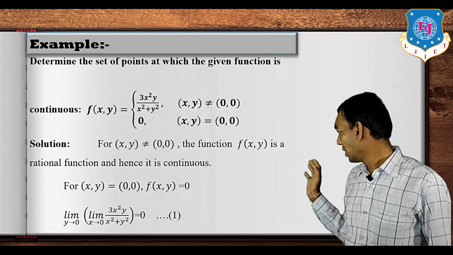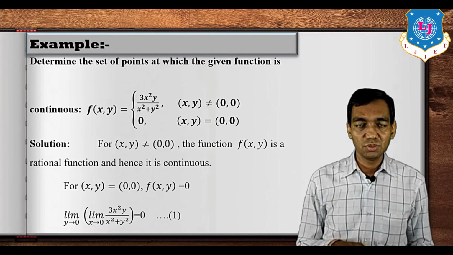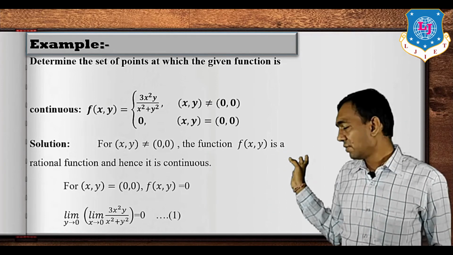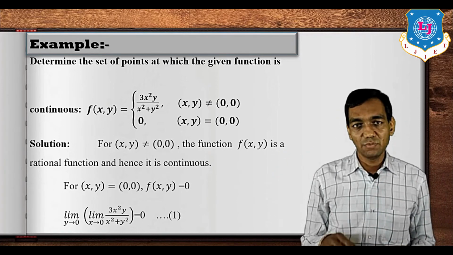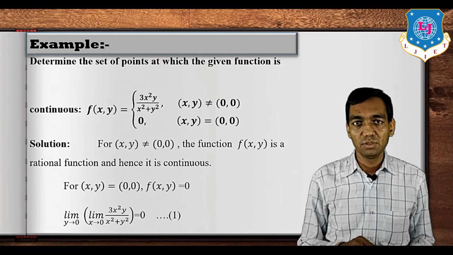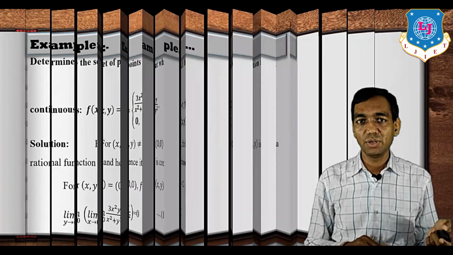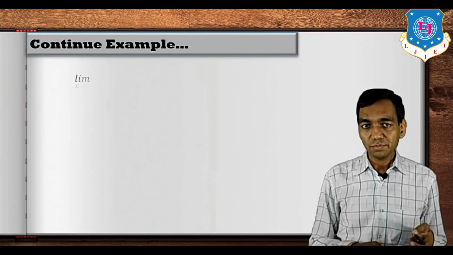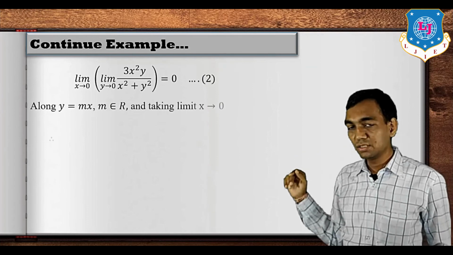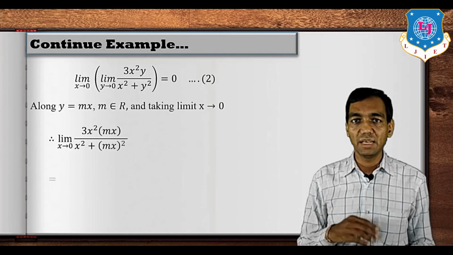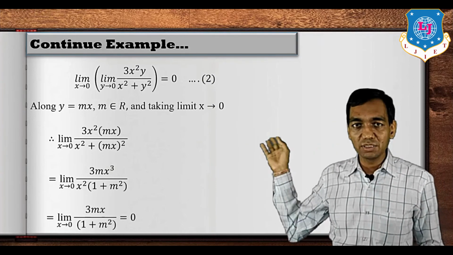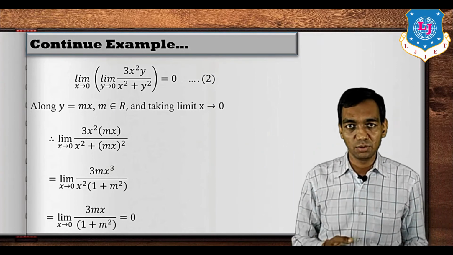So first we are going to find the iterated limit, limit y tends to 0, limit x tends to 0, of 3x square y upon x square plus y square. If you put the limit of x, then you will have 0 upon y square, that is 0. In the same manner, secondly, we find limit x tends to 0, limit y tends to 0, of 3x square y upon x square plus y square. First the limit of y is 0, so you will have 0 upon x square, that is again 0.